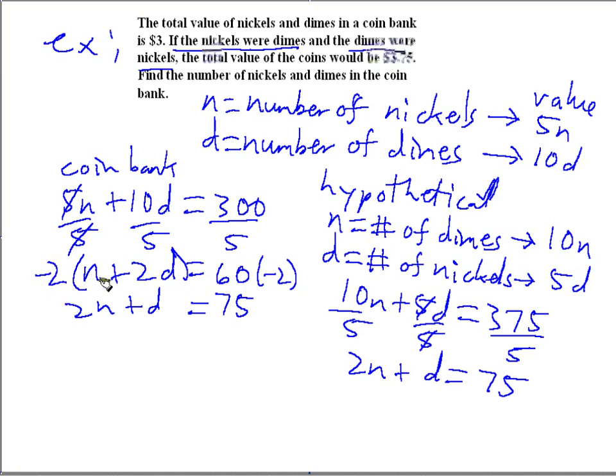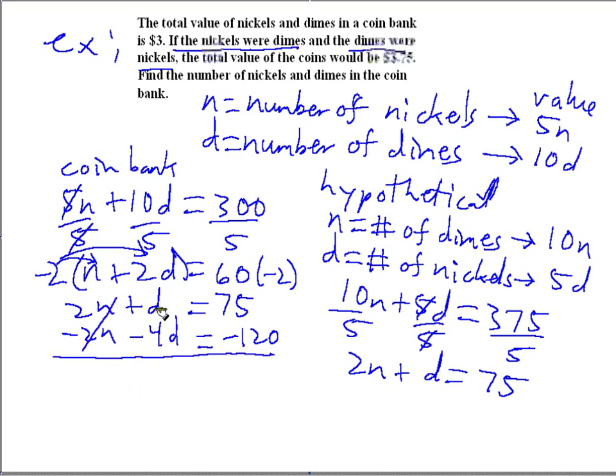Right. So this equation, the first equation modified, becomes what? Negative 2n, which is what I want. Negative 2 times 2d is negative 4d. And 60 times negative 2 is going to be what? Negative 120. If I simply add these two equations together, the n's drop off, which is what I want. D minus 4d is negative 3d, equal to 75 minus 120, which is negative what? Negative 45, right?